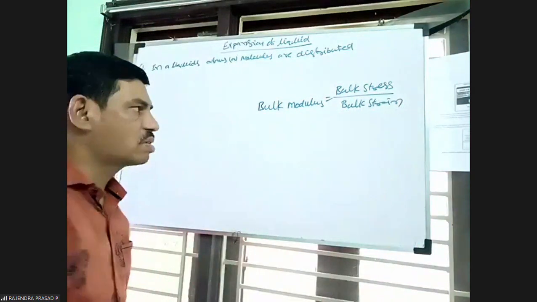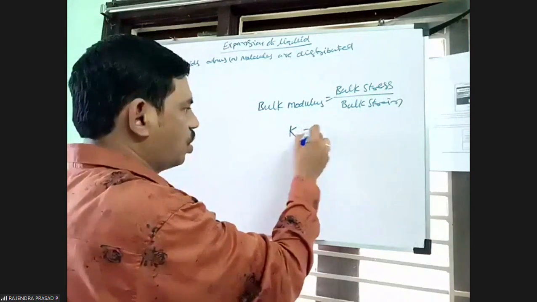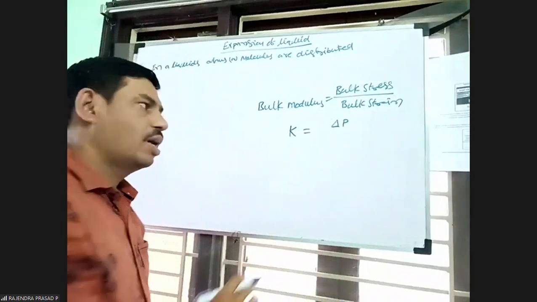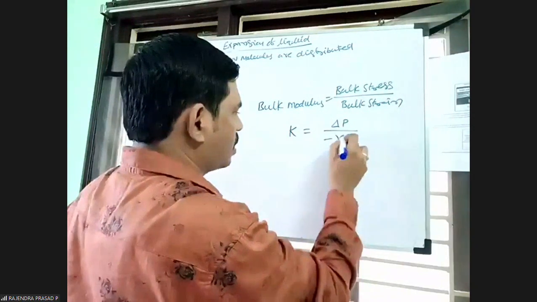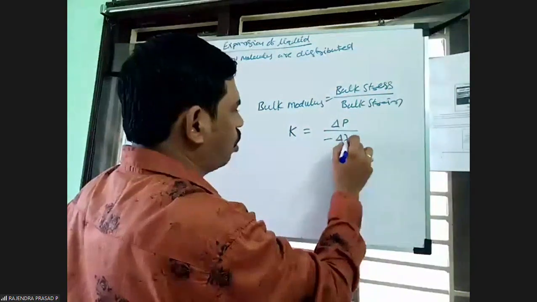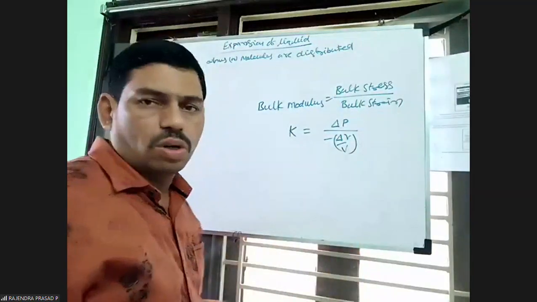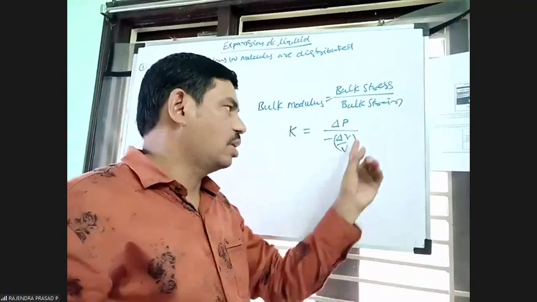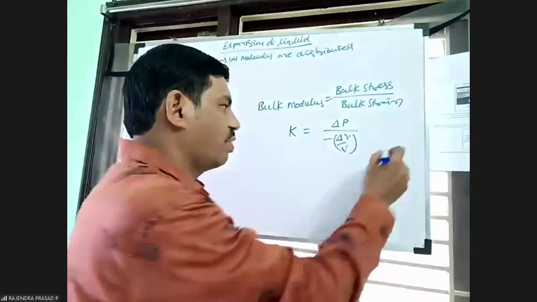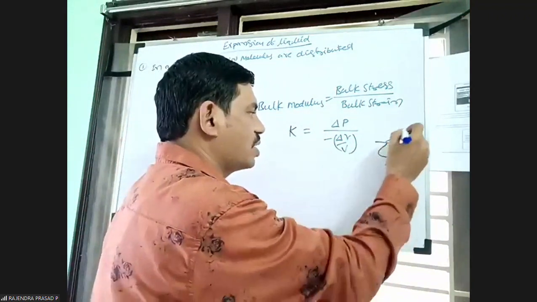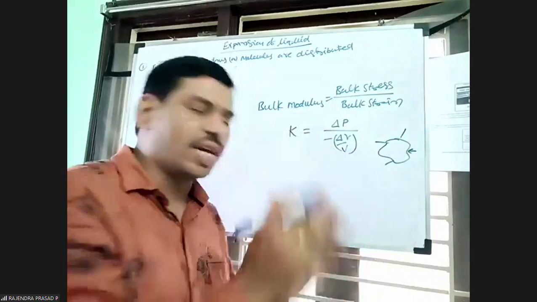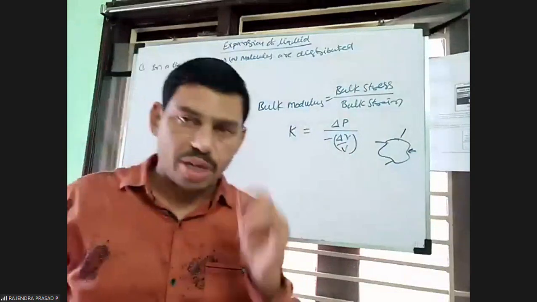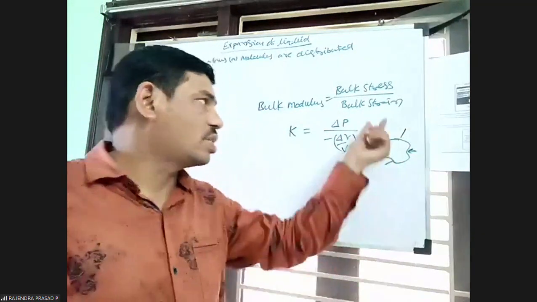Bulk stress by bulk strain gives the bulk modulus, denoted by K. Bulk stress is denoted by delta P. Bulk strain means delta V by V, the change in volume to the original volume. Longitudinal strain means delta L by L, change in length to original length, but here it is delta V by V. Only volume decreases, so this is the decrease in volume to the original volume.